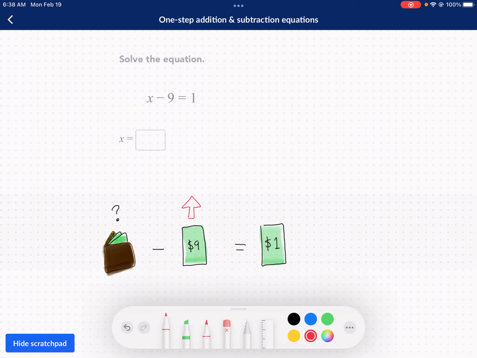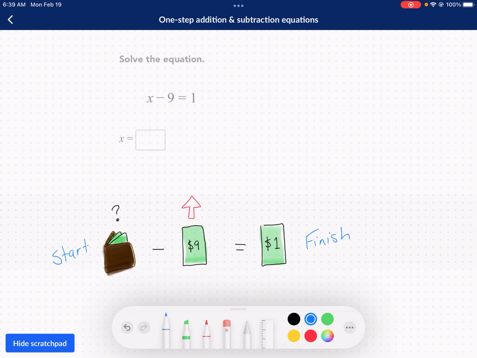So let's say we go to the store and we don't know how much money is in our wallet. We spend $9 and then we end up, as we leave the store, with $1. How much do we start with? It's better to think of this problem in terms of a start and a finish. So we start with something. We don't know what it is. We subtract, or we take away, or we spend $9 and we are left with $1. How much did we start with?